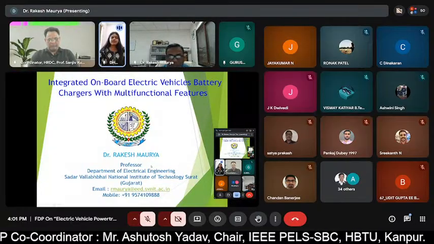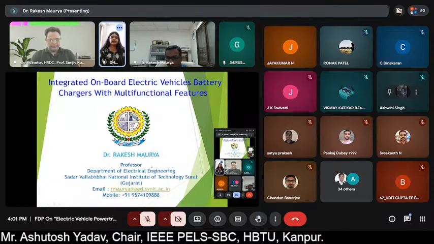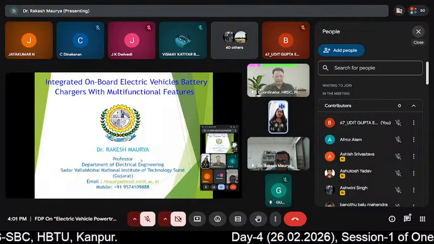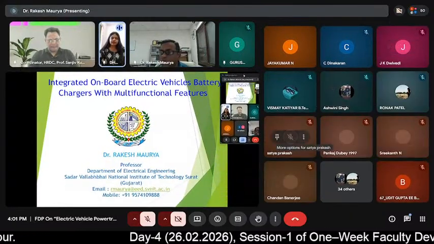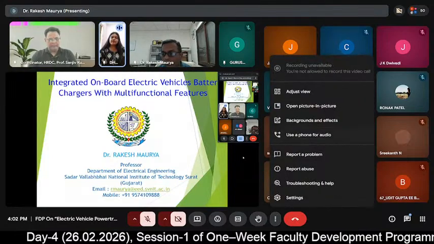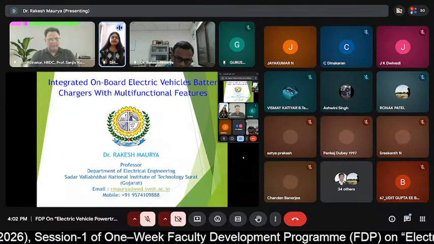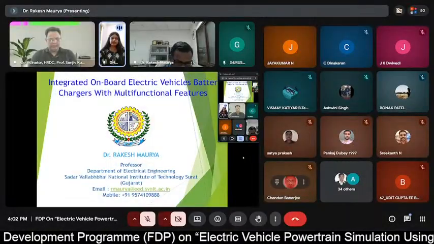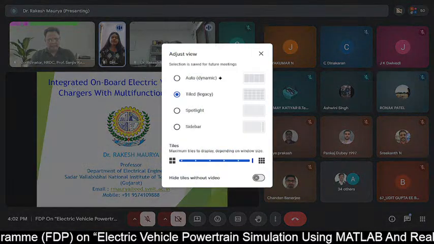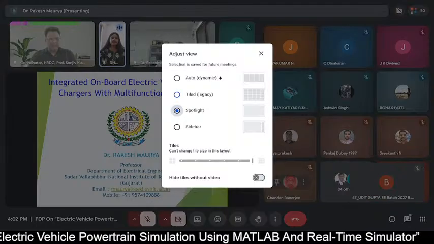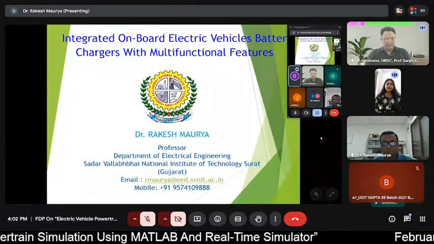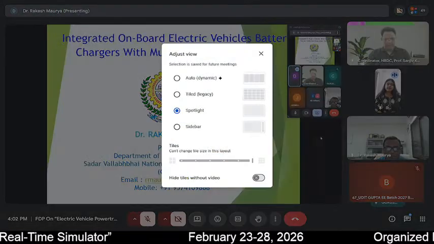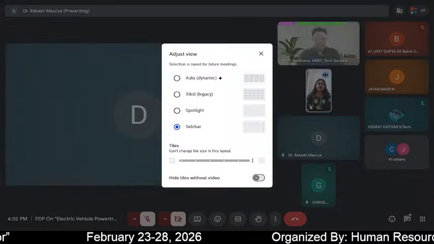It gives me immense pleasure to introduce our esteemed speaker for this session, Dr. Rakesh Maurya Sir. Dr. Maurya received his BTech in Electrical Engineering from Kamla Nehru Institute of Technology, Sultanpur, and his MTech in Power Electronics and Electric Drives, and PhD in Electrical Engineering from IIT Roorkee. He is currently a professor in the Department of Electrical Engineering at Sardar Vallabhbhai National Institute of Technology, Surat. Over the past decade, he has published 80 plus SCI indexed papers in reputed journals, including IEEE Transactions, IET UK, Elsevier, and Taylor and Francis, along with numerous conference papers.